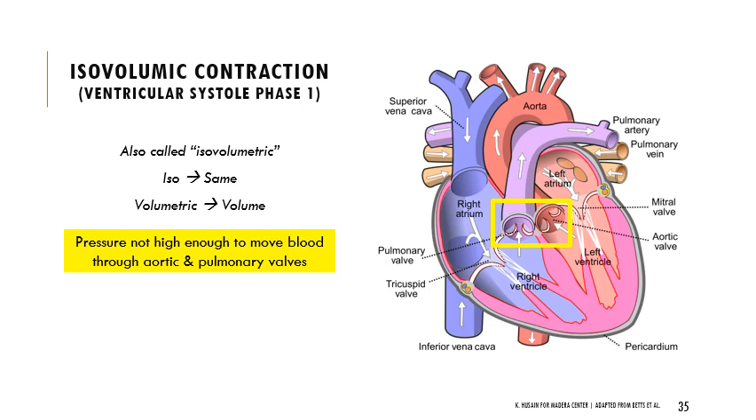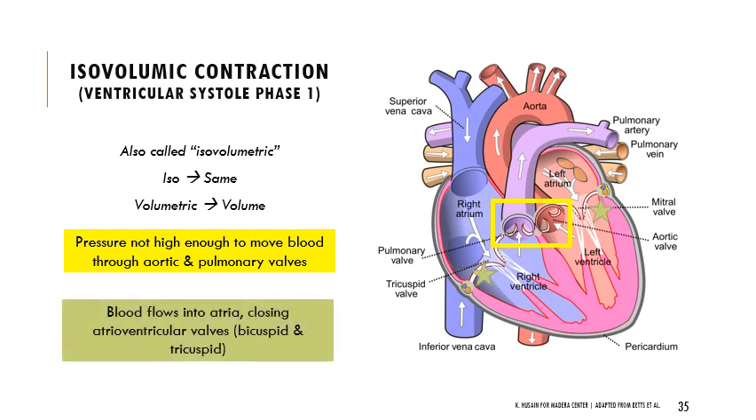But remember, those valves, the tricuspid valve and the mitral valve, are unidirectional. So they're not really facilitating that backflow. The blood is going to flow up against them, but then close the bicuspid and tricuspid valves, which closes those atrioventricular valves. And that's going to allow pressure to build as blood volume remains constant.